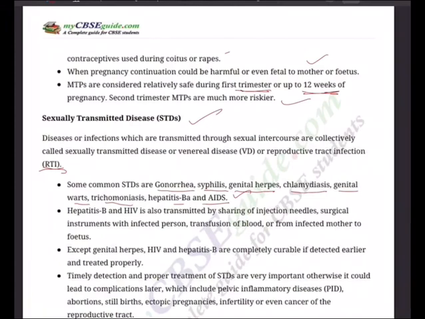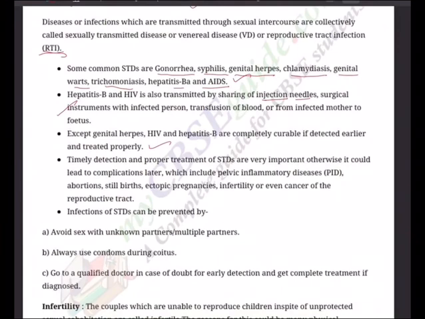Hepatitis B and HIV are also transmitted by sharing of injections, needles, surgical instruments with an infected person, transfusion of blood, and from infected mother to fetus. This is hepatitis B and HIV. And except genital herpes, HIV and hepatitis B, the others are completely curable if detected earlier and treated properly. This is the thing. So early detection is a must. Timely detection and proper treatment of STDs are very important.